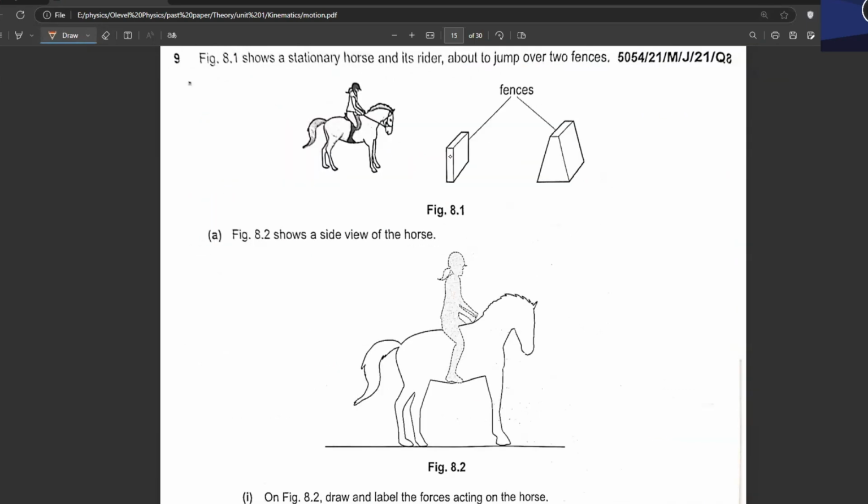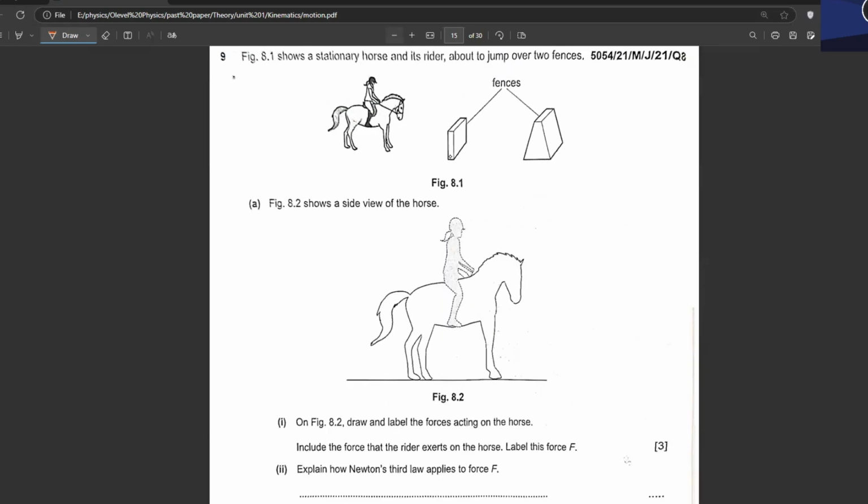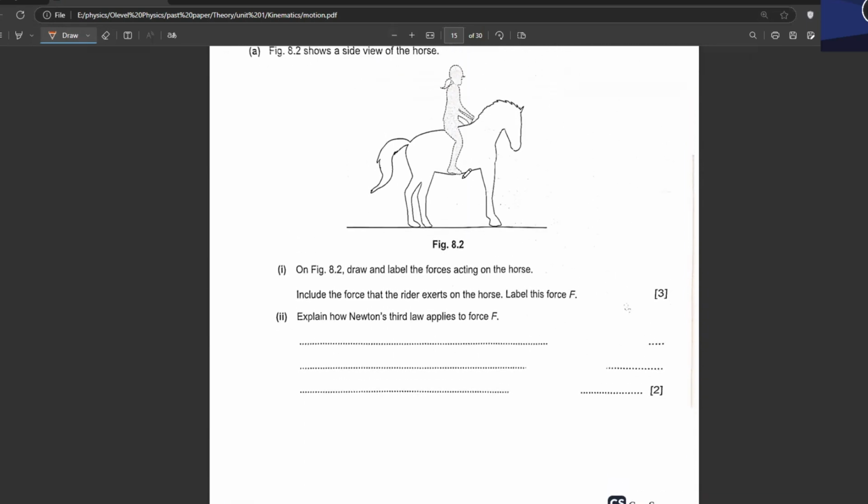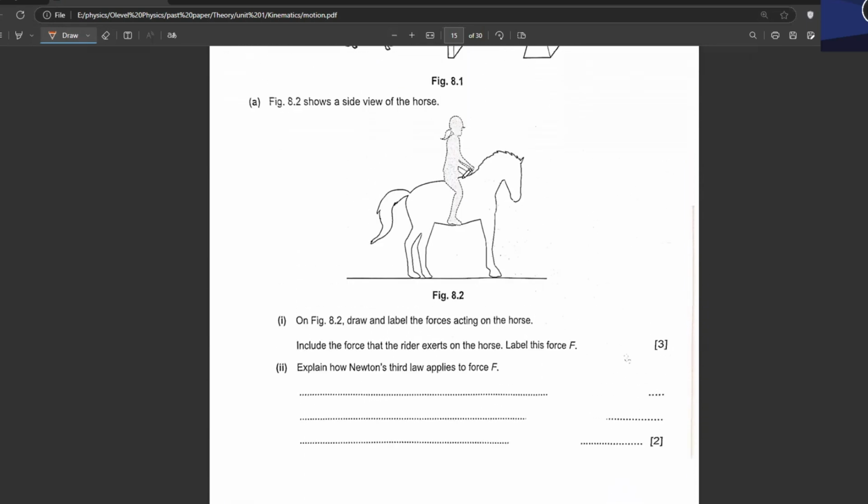Figure 8.1 shows a stationary horse and its rider about to jump over two fences. Okay, this is the rider, these are the two fences. Figure 8.2 shows a side view of the horse. On figure 8.2, draw and label the forces acting on the horse. Include the force that the rider exerts on the horse.